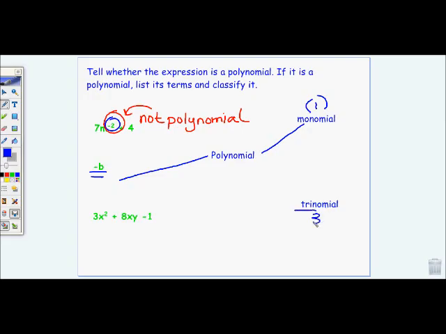All right. And then our next one, we have three terms. That makes it a polynomial. We don't have any negative exponents. And what type of polynomial is it? It is a trinomial because it has three different terms. The 3x squared, the negative xy, and the negative 1.